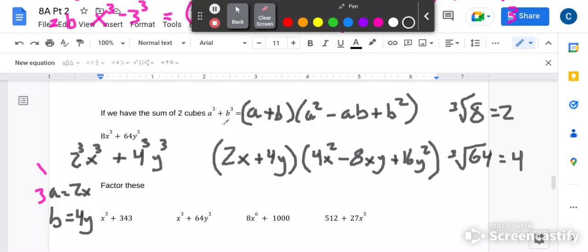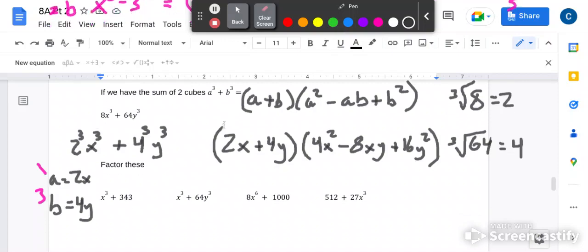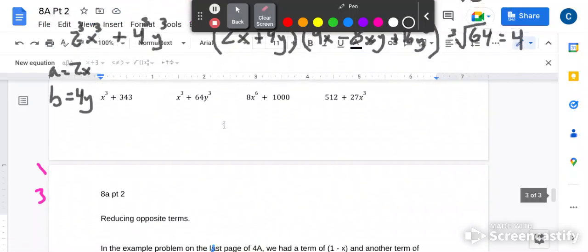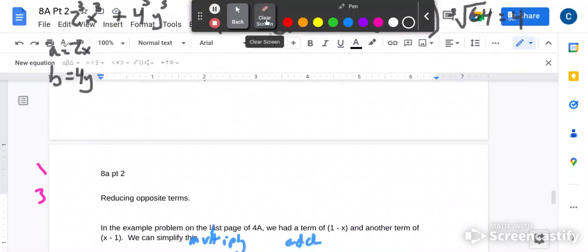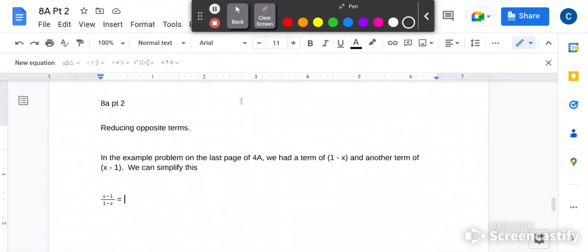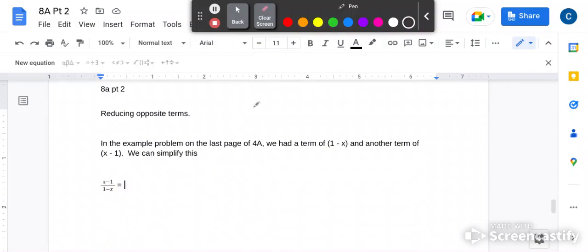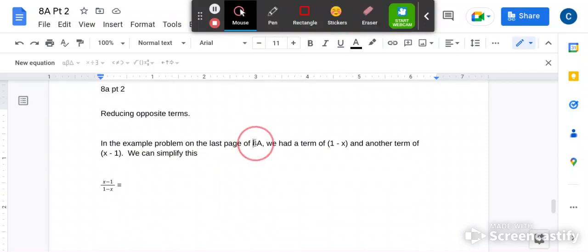Last thing I want to talk about, on this last page here, is reducing some opposite terms. We touched on this a little bit in 8A. In one of the example problems on the last page of 8A, one of the terms was 1 minus x, the other term was x minus 1. If we have something that looks like this, we can simplify it.